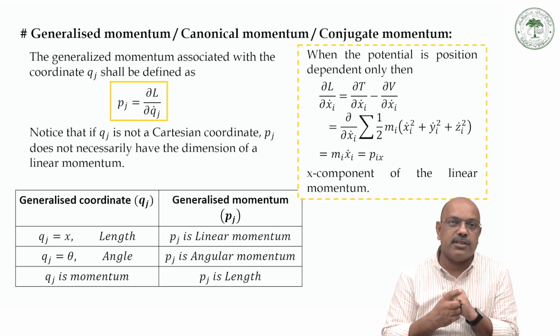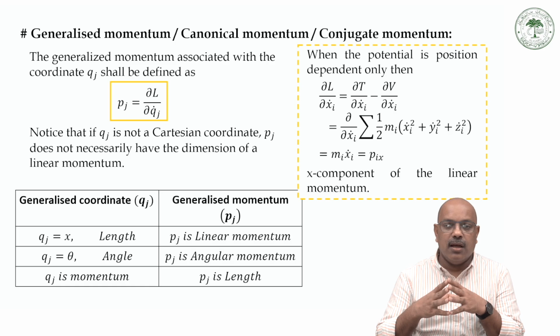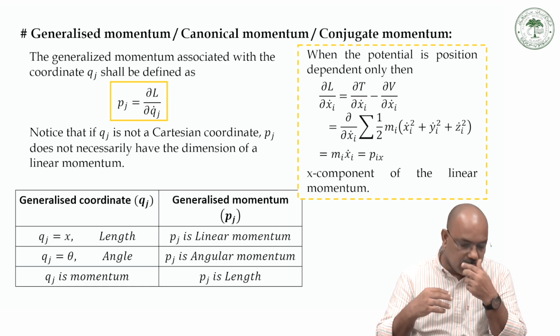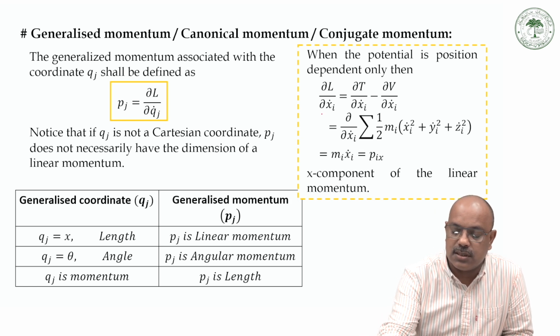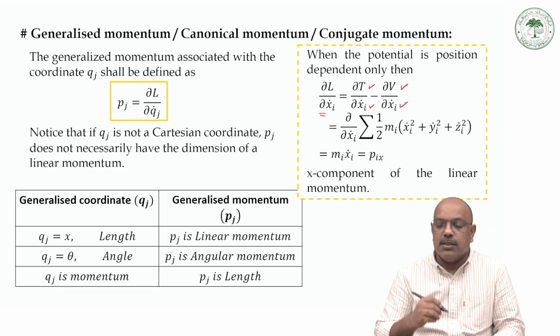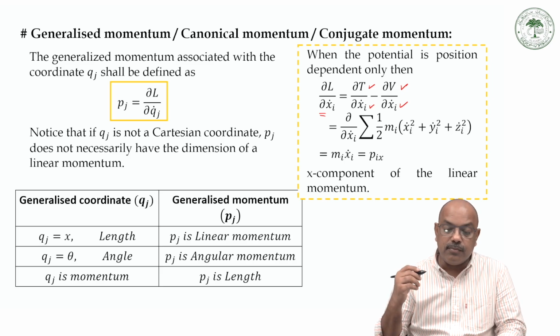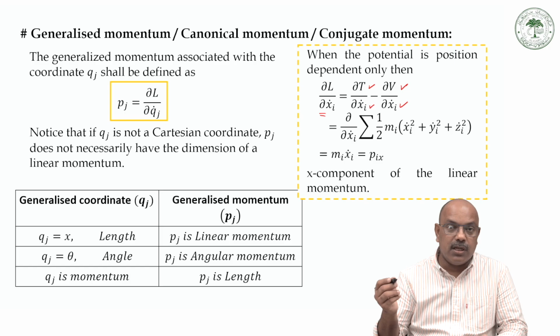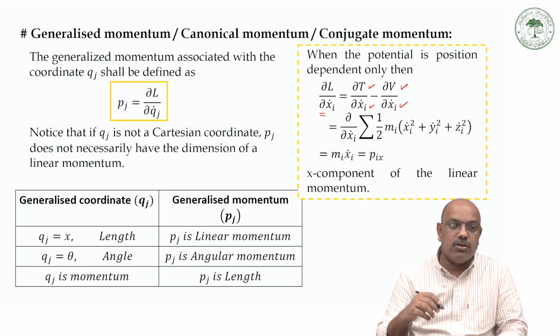So, straightforwardly, starting with the concept of generalized momentum: once you have a Lagrangian, when the potential is position dependent only, then I have delta T by delta xi dot and delta V by delta xi. This is for a free particle. Then the corresponding momenta concept is there, which is going to be conserved. So in general, how do you define the conjugate momenta?